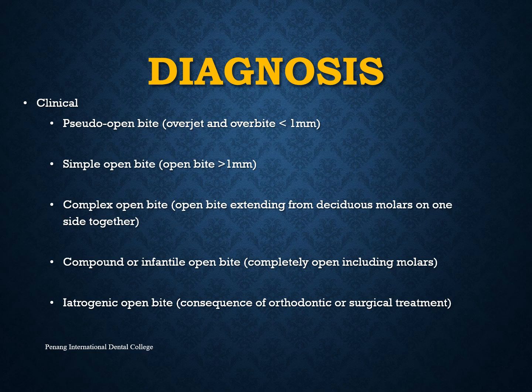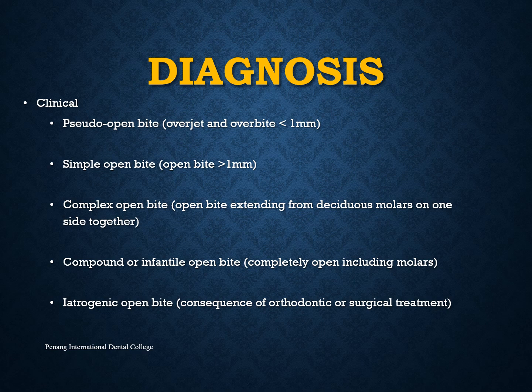Now, how do you diagnose a patient with an open bite? Clinically, we call something a pseudo open bite when the patient has an overjet and overbite of less than 1 mm. A simple open bite is an open bite of 1 mm. So when you say an anterior open bite or a posterior open bite with just 1 mm, it is called a simple open bite.